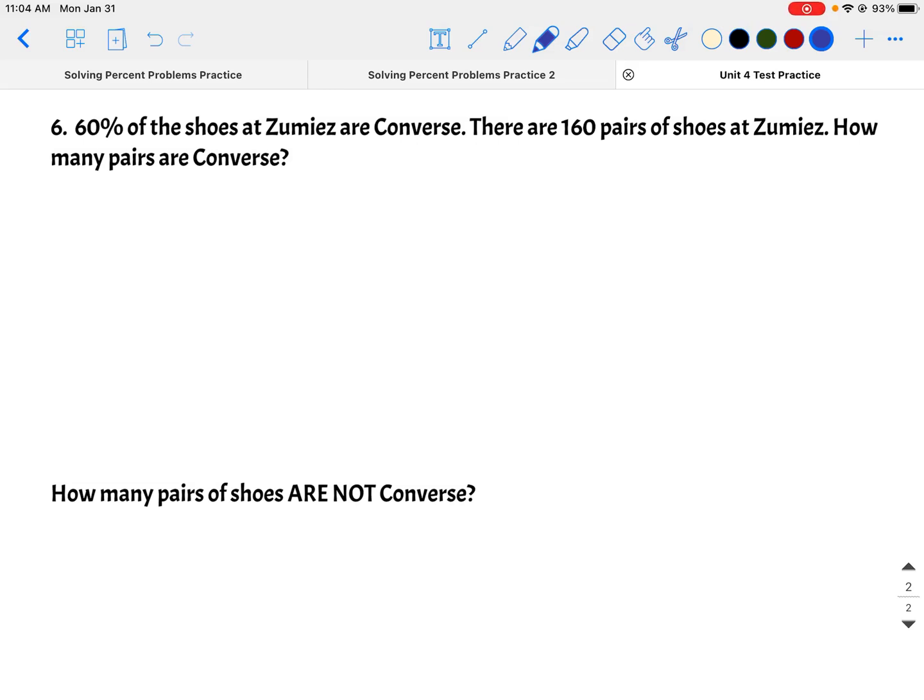All right, let's talk about number 6. This says 60% of the shoes at Zumiez are Converse. There are 160 pairs of shoes at Zumiez. How many pairs are Converse?